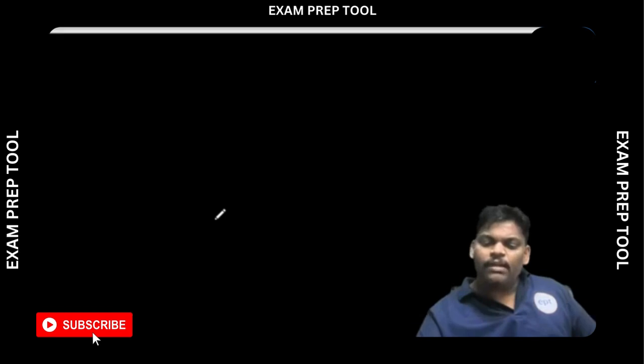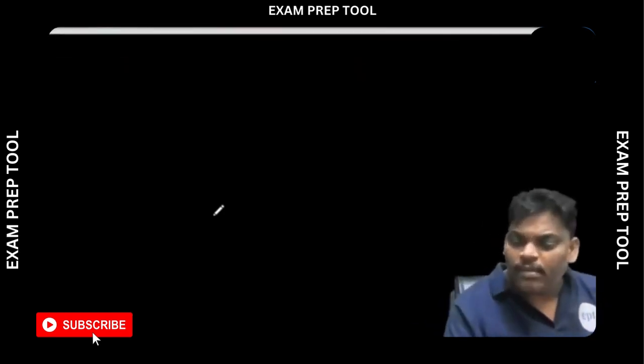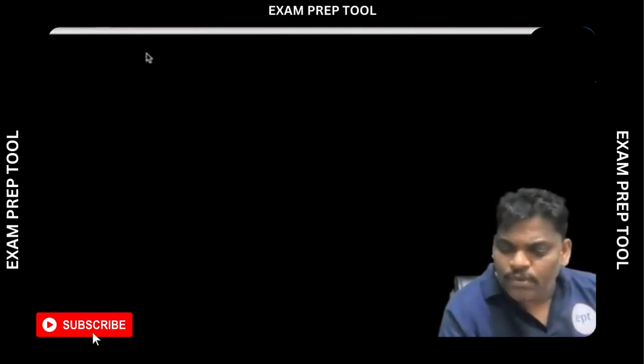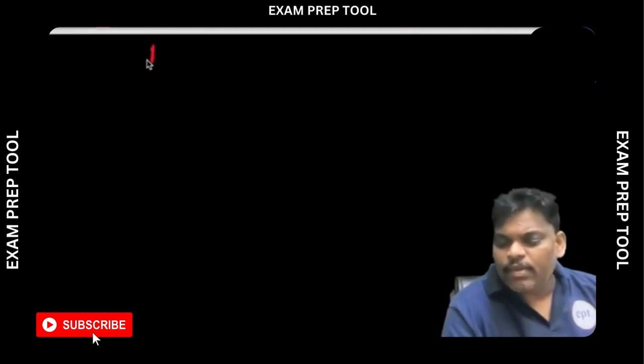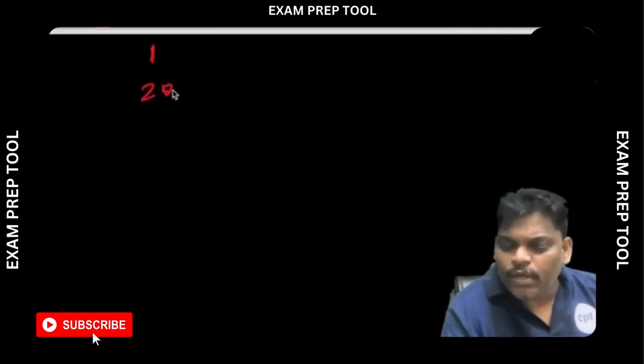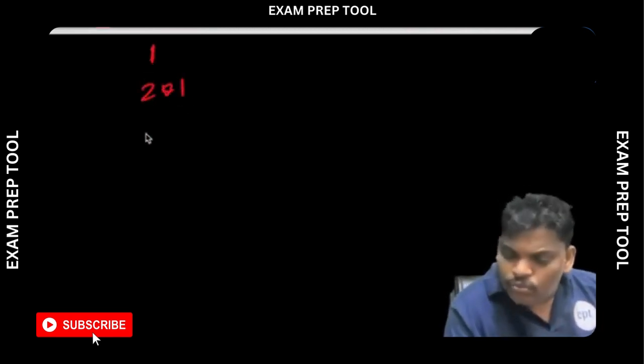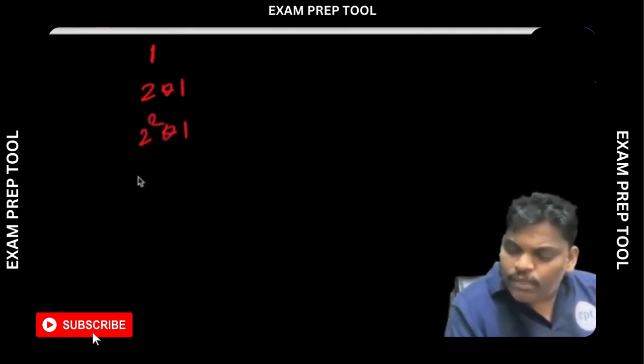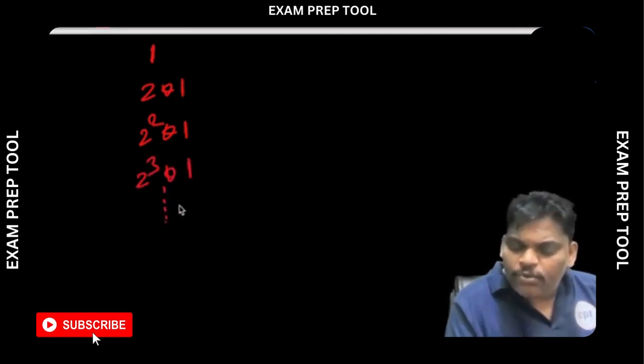Some people are asking, sir, how? I am giving the proof also. Can you see the proof? Initially, i value is 1. Next, 2 into 1. Next, into 2 again, so 2 square into 1. Next, 2 cube into 1. It continues.